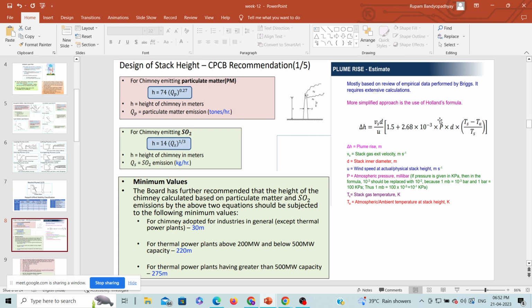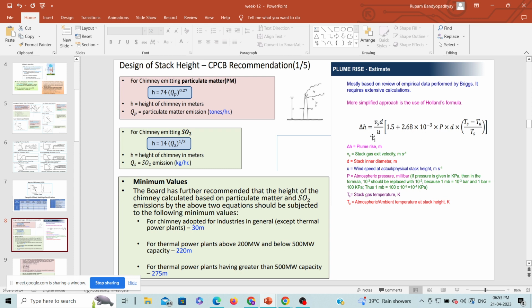When the plume is released from the stack, it will go up to a certain height, then it will start dispersing. Then you will see the plume behavior. First it goes up to some height, then the dispersion starts, and that height is called plume rise. Mostly to calculate this plume rise, Holland's formula is used.